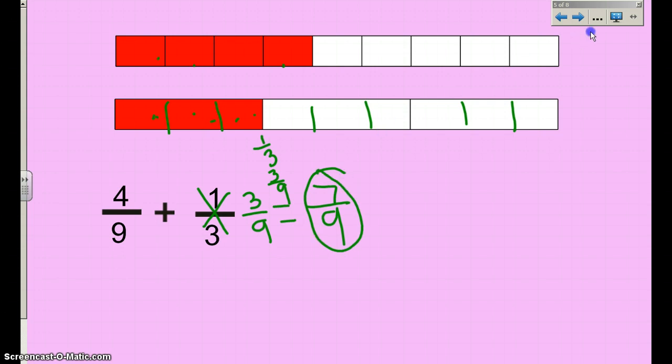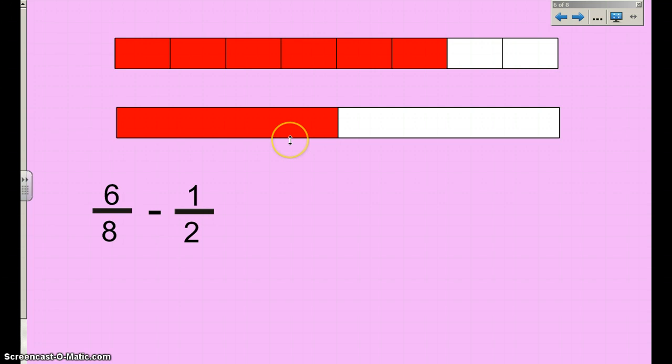Okay, we have another example for you. This time we're throwing in some subtraction. It's the same thing. Let's look at our denominators. I have 8 equal pieces and 2 equal pieces. So what I need to do is make sure that my denominators are the same. So what I'm going to do is take my 1/2 that's right here and change it into 8 equal parts. If I change it into 8 equal parts, then I can easily count how many red parts I have.